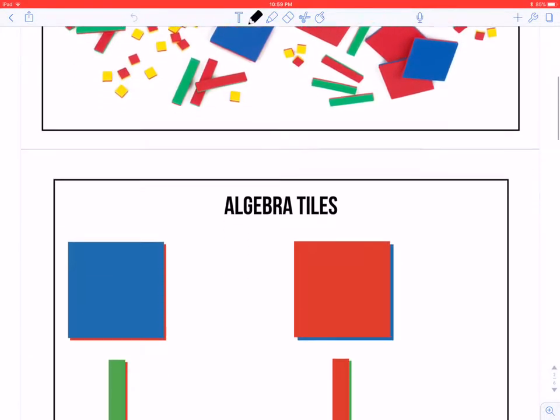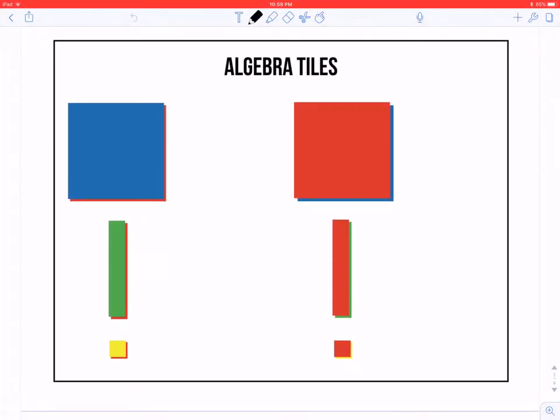So let's review our algebra tiles. We know if we're looking at our large blue square, it has a length of x, a width of x, which gives us an area of x squared. Our skinny rectangle has a length of x, a width of 1, which gives us an area of x. And then our itty bitty square has a length of 1, a width of 1, which gives us an area of 1 square unit.